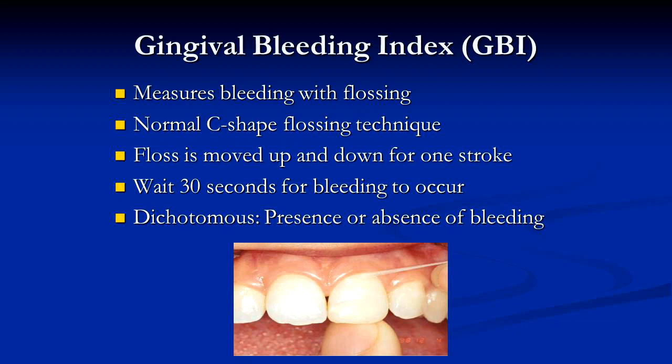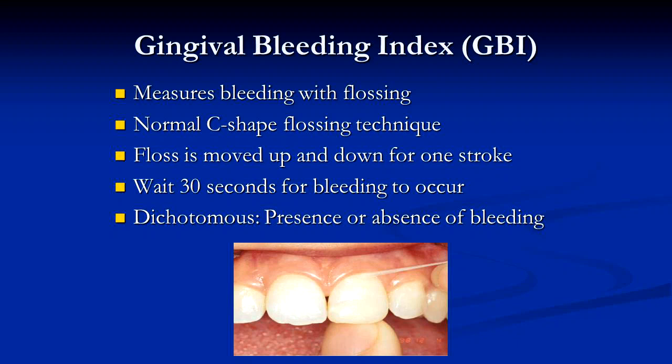Basically, what we're saying is that bleeding is a proxy for gingival inflammation. So when we use the gingival bleeding index, if your gingiva is inflamed, it's going to bleed. It's not as sensitive as the SBI simply because it's not looking at the other indicators of gingival health, such as color and consistency. It's only looking at that bleeding point.